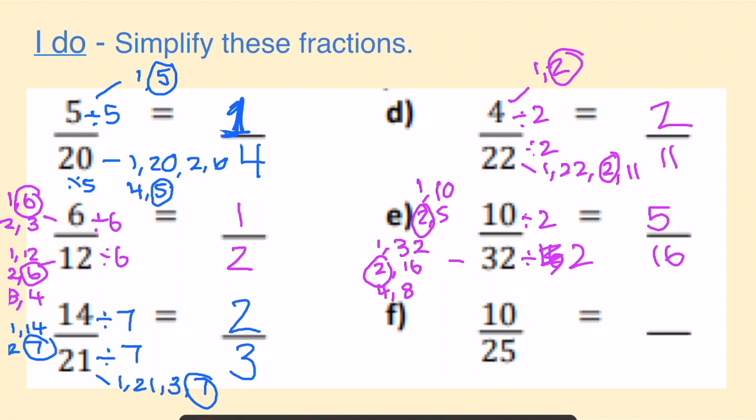It starts to become more difficult when you're simplifying if you start getting odd numbers, or prime numbers actually, I should say. Let's have a look at the final one now. 10/25. The factors of 10 are 1, 10, 2, and 5. For 25, the factors are 1, 25, and 5. The highest common factor they share is 5. So 10 divided by 5 is 2, and 25 divided by 5 is 5. Because I've got a prime number on the bottom there, I'm not going to be able to simplify it any further. So 2/5 is a simplified version of that.